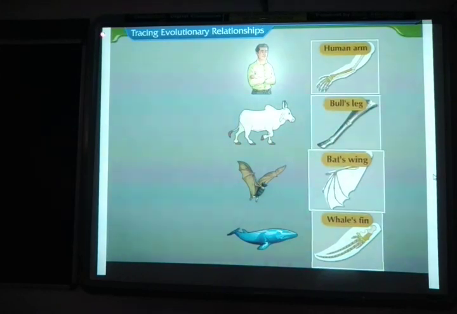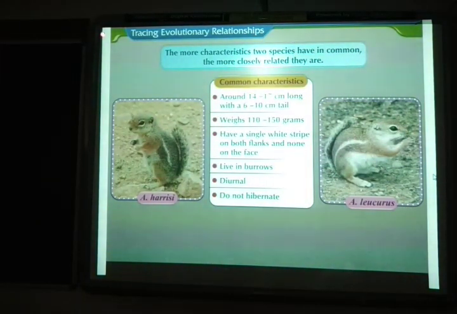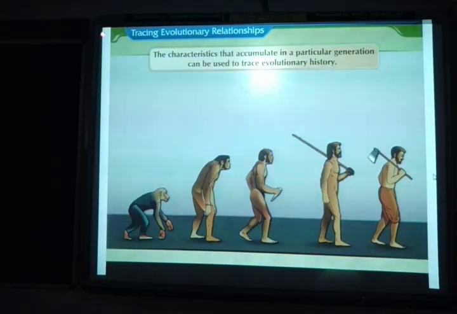A number of common features of different organisms provide evidence in favor of evolution. The more characteristics two species have in common, the more closely related they are. The more closely they are related, the more recently they will have had a common ancestor. The characteristics that accumulate in a particular generation can be used to trace the evolutionary history.